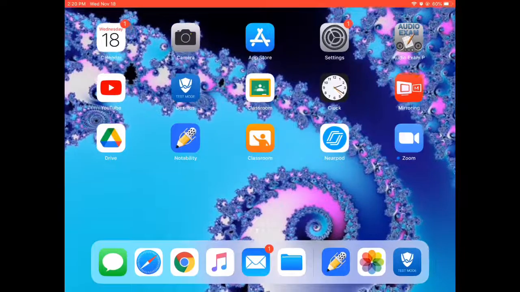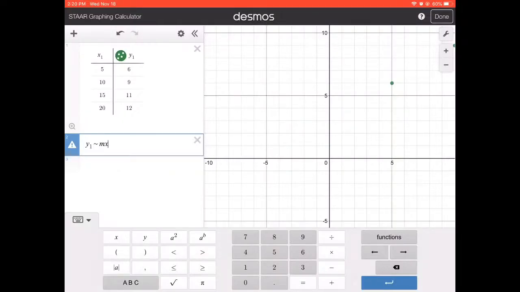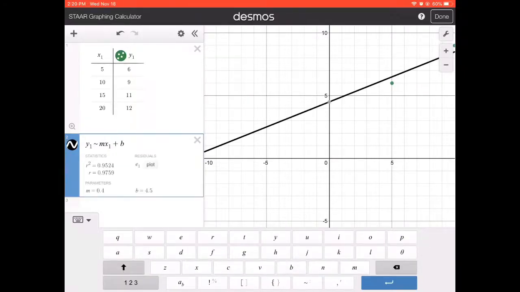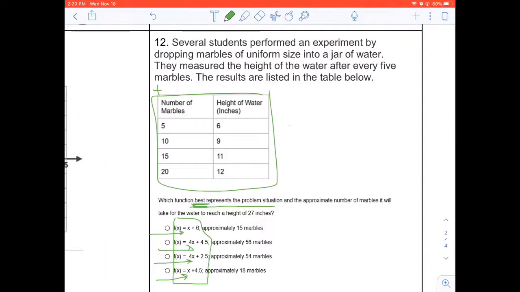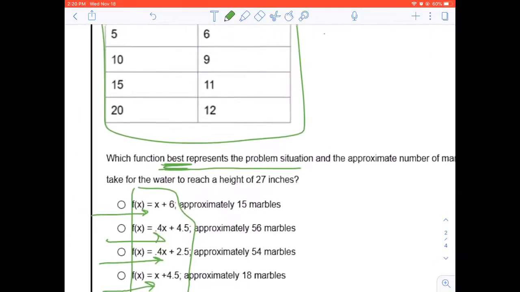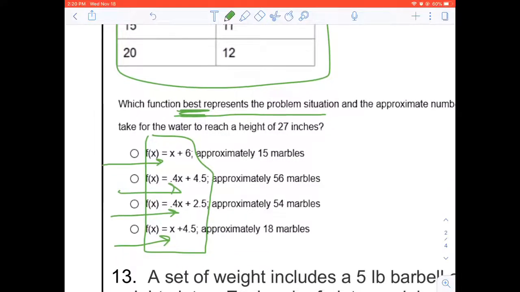So what I'm going to do is I already have the table typed in for you, and so I'm going to ask Desmos y1 tilde mx1 plus b to finish it out. And down here it tells me my m is 0.4 and my b is 4.5. So whenever I go look at my answer choices, I'm going to look for those, and here it is. This is what I want right here. And so that's going to be my answer.